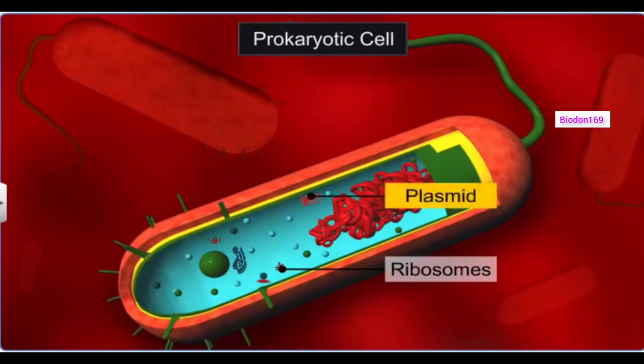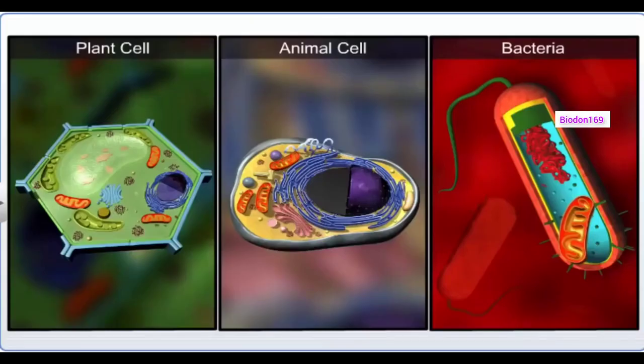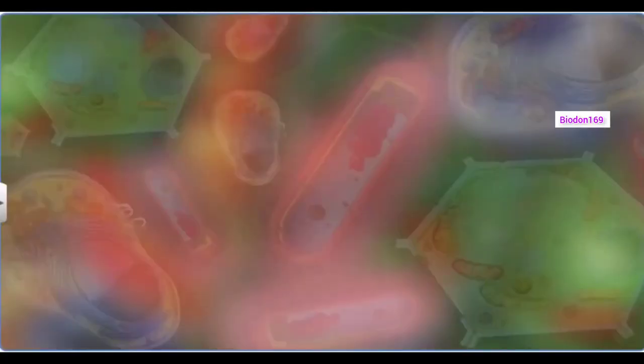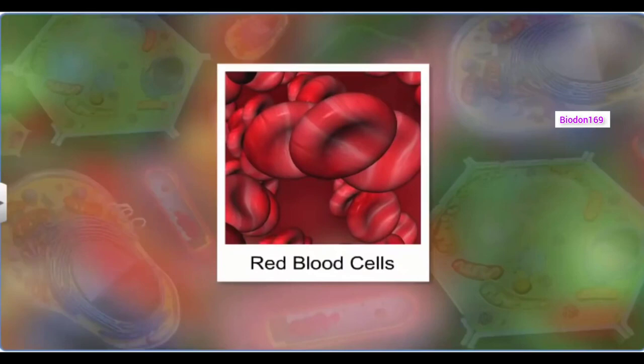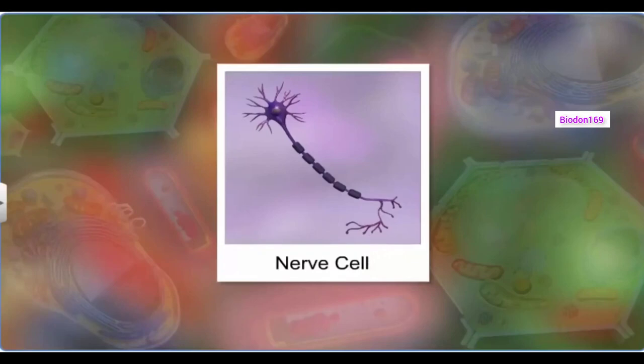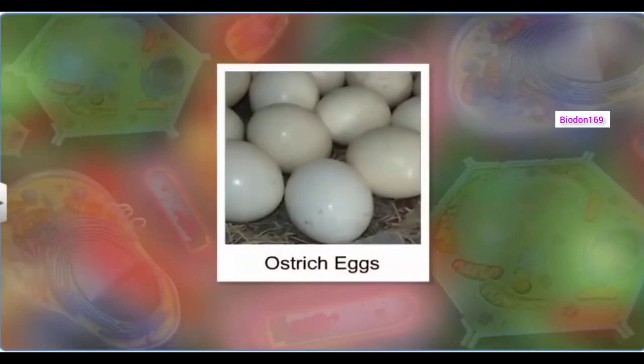Cells usually differ in size and shape. For instance, mycoplasma measure only 0.3 microns in length, whereas human red blood cells are about 7 microns in diameter, and nerve cells measure around 4 to 100 microns. Amazingly, the ostrich egg is the largest isolated single cell, and it measures 17 to 19 centimeters in length and 14 to 15 centimeters in width.